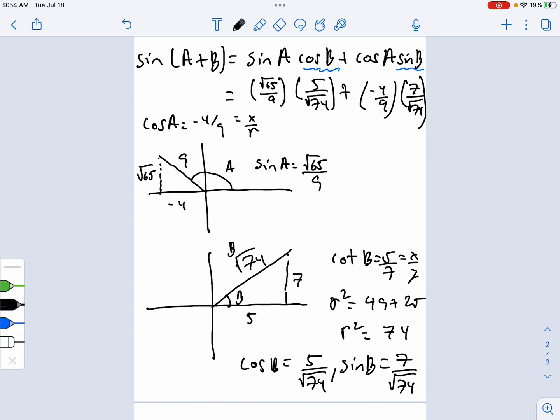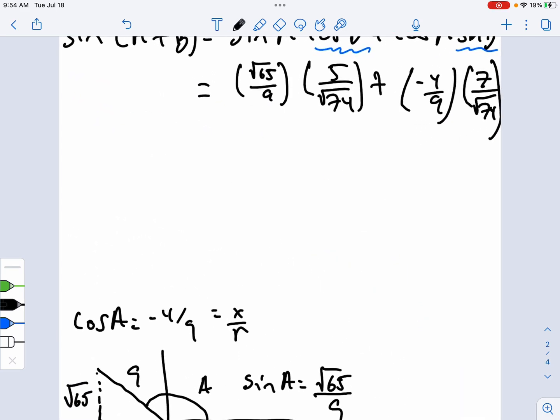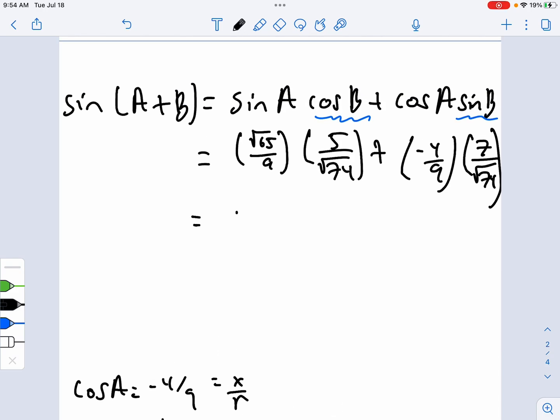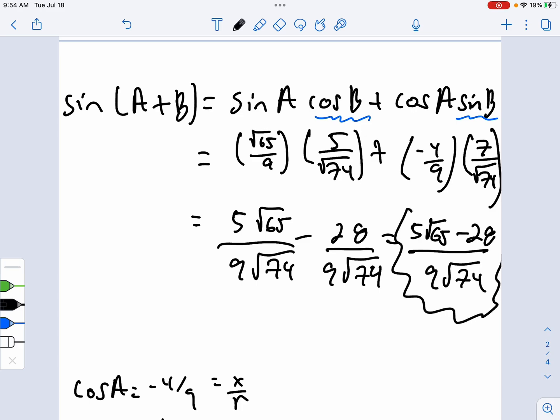And we will go ahead and multiply all that out. Let me move this stuff down a bit, there's some more room here. And you would get 5 times the square root of 65 over 9 root 74 minus 28 over 9 root 74. So 5 root 65 minus 28 over 9 root 74 would be your answer. Not nice, but it is what it is. Okay, hope this helps. Thanks for your time.